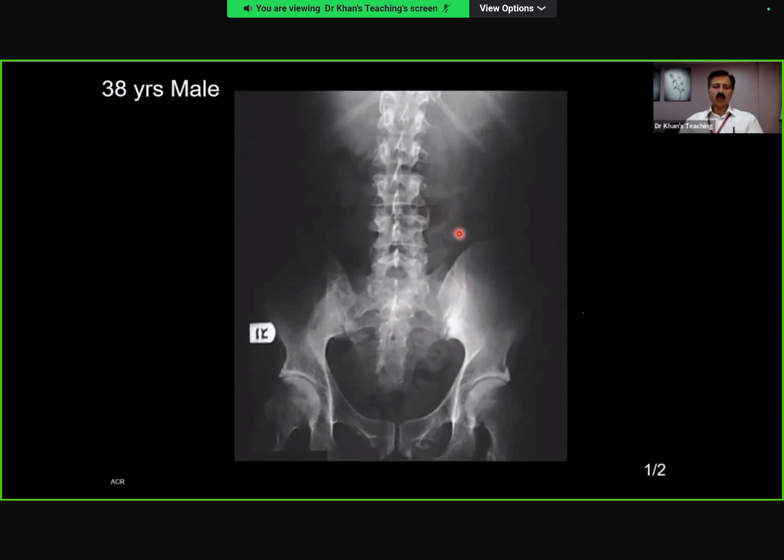Okay, with this finding and this finding, what is your conclusion? As there is asymmetrical SI joint and the floating syndesmophytes, first differential is psoriasis and less likely ankylosing spondylitis. Ankylosing spondylitis will show you this finding? No, but that shows syndesmophyte, but they are like whole of the spine. But psoriasis is my first differential.